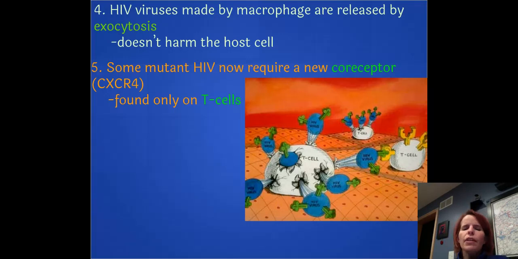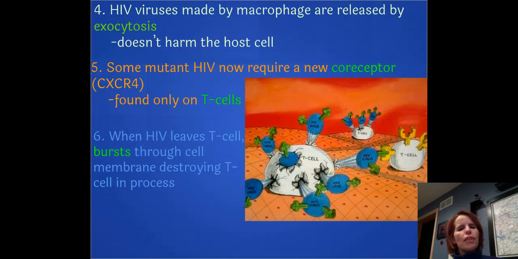Later on in the infection, eventually some of the mutant HIV will now require a new co-receptor, and this co-receptor is called CXCR4. And unfortunately, CXCR4 is found on T cells. So now these HIV viruses, which had initially been infecting the macrophages only and really not harming the macrophages, are now going to start affecting the T cells. And it gets worse from there. Unfortunately, when the HIV leaves the T cells, it leaves the way viruses usually do, which is by bursting out and causing the T cells to be destroyed.